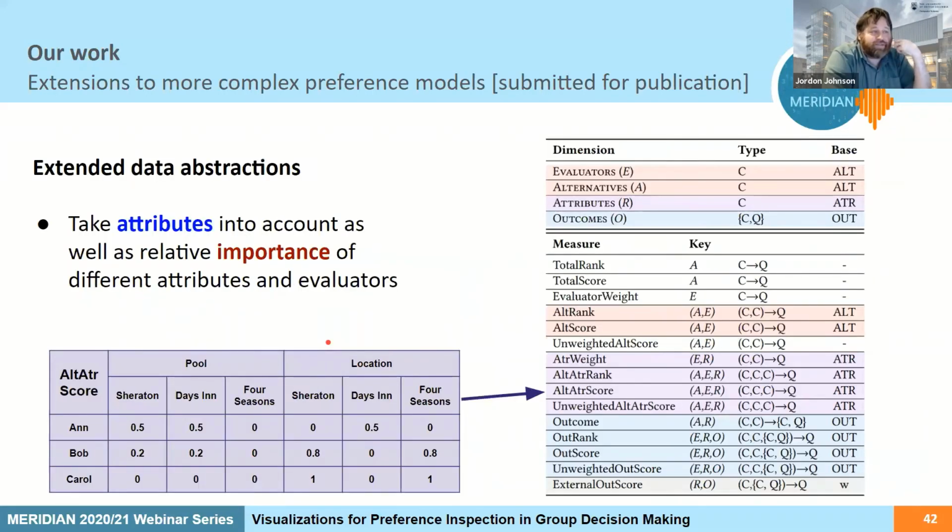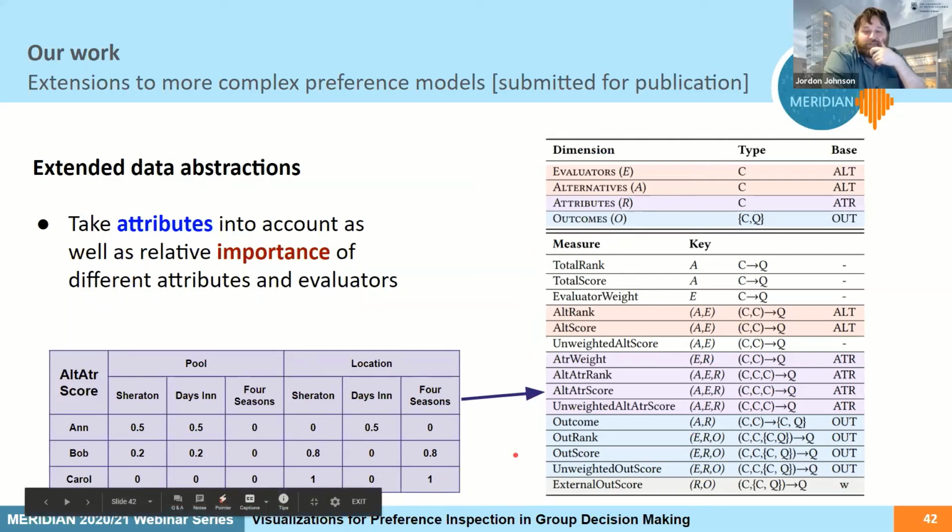Once we have this extended scenario understanding, we can have extended data abstractions. So we go from just alt ranks and alt scores to having alt ranks, alt scores, total ranks, total scores, and then the addition of the attributes and outcomes dimensions allows for many, many more measurements to be included. So this example, an alternative attribute score.